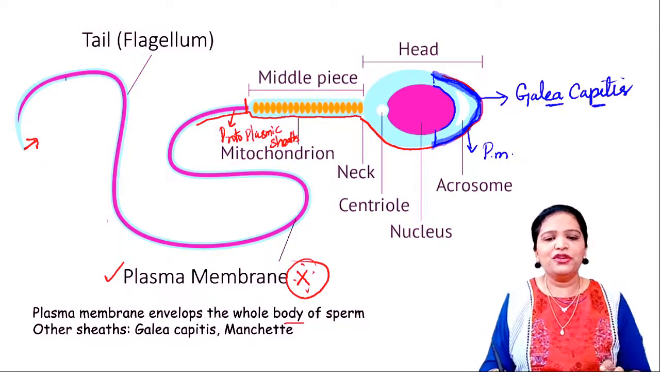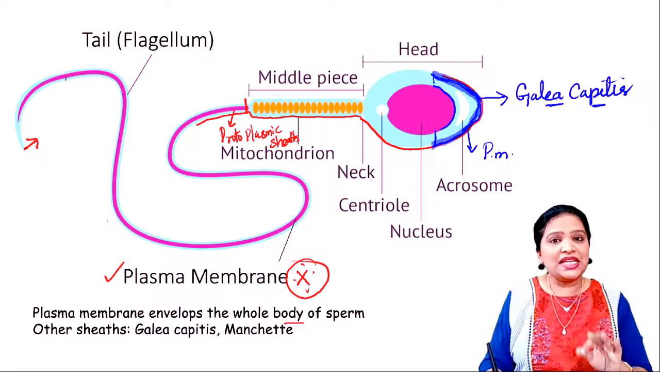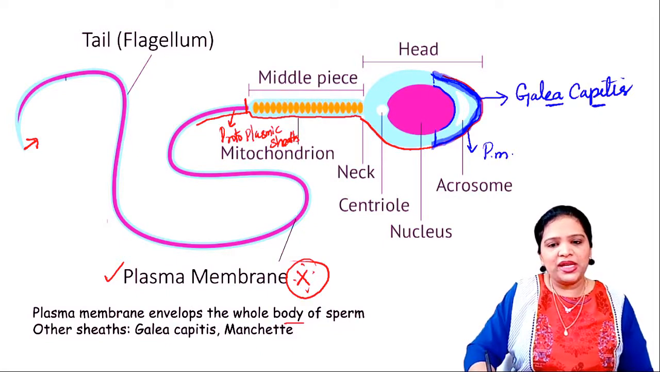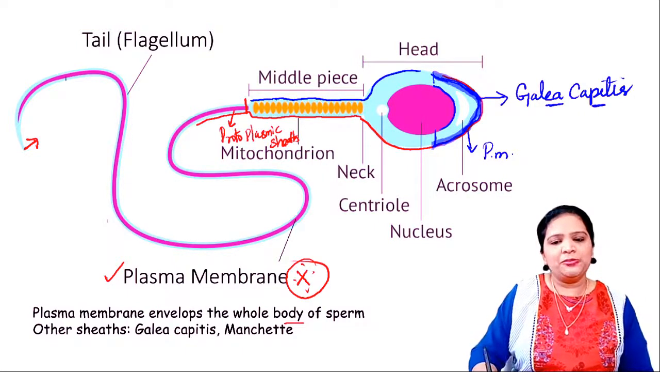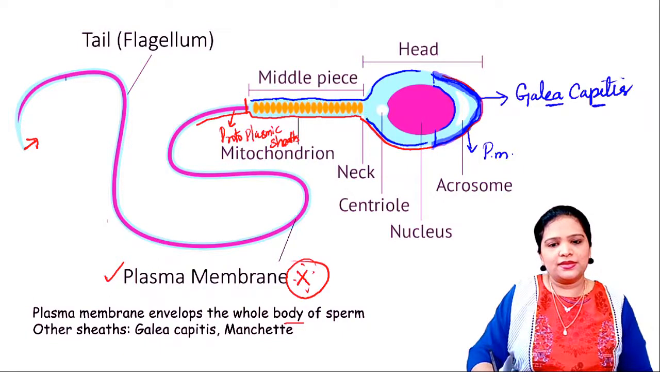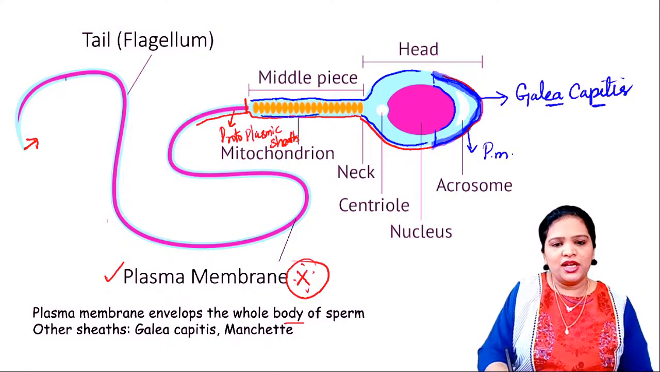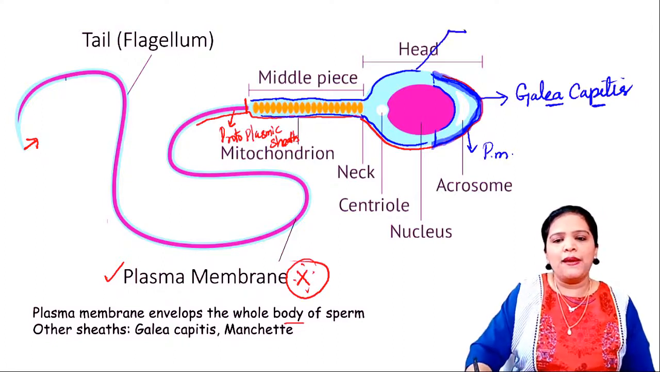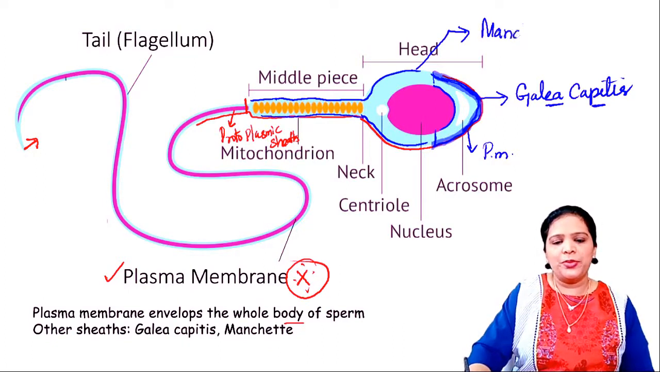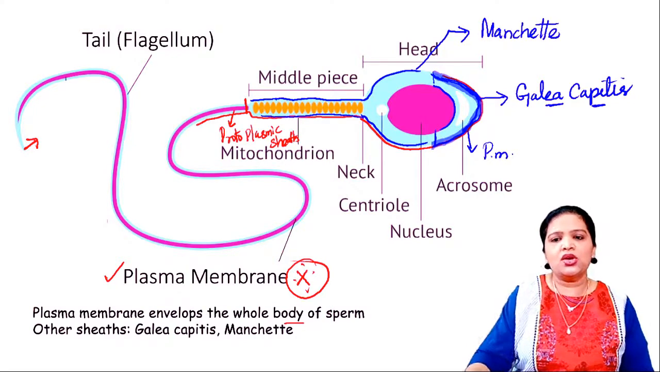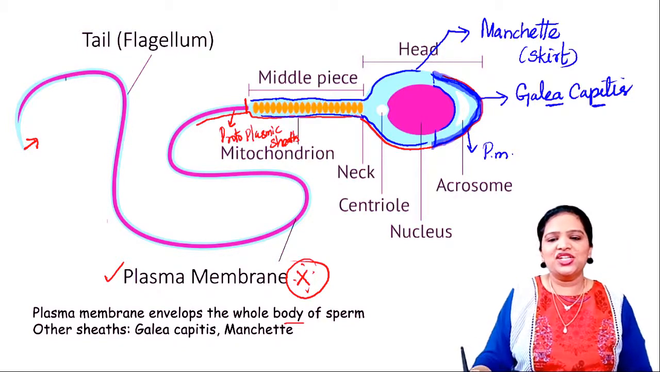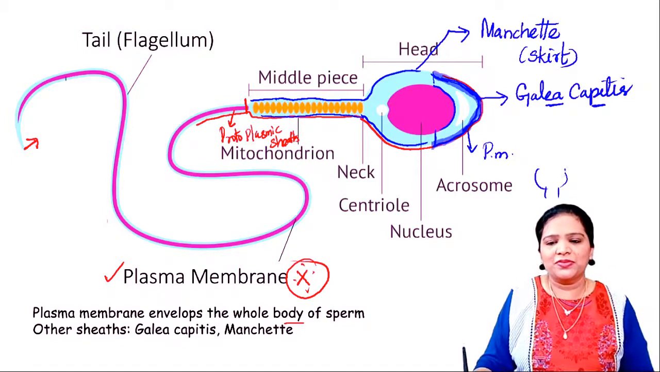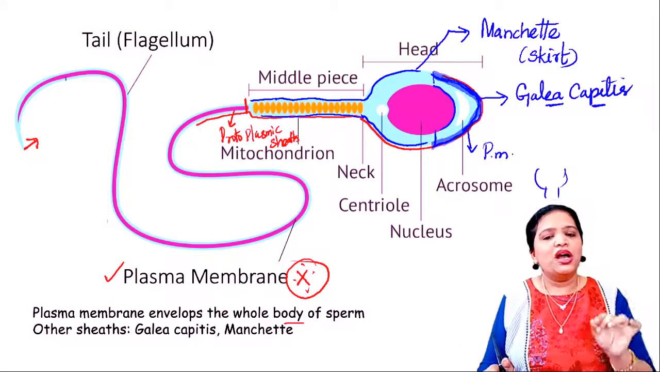Clear? Fine. There is a third covering which is present in the sperm cell. Where does it start from? It starts from the middle of the nucleus and goes till the middle piece, like this. Okay. So this covering is called manchette. We also call this a skirt. The structure is like a skirt, like this. Okay. So what is manchette?